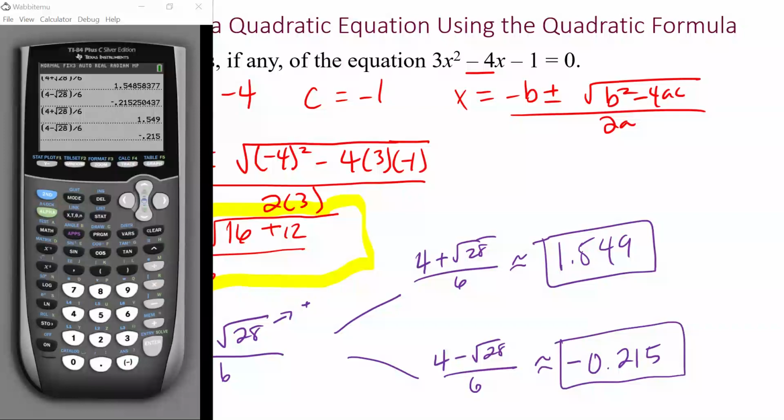Does anyone remember doing this in Algebra 1? Nope. It was so easy because you just plug stuff in. Okay.